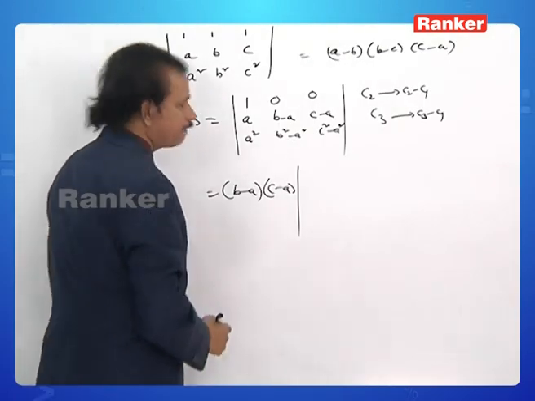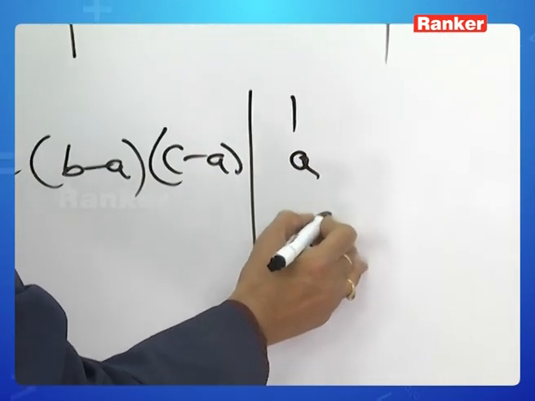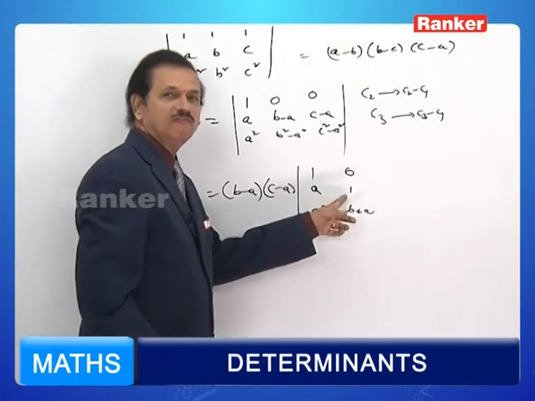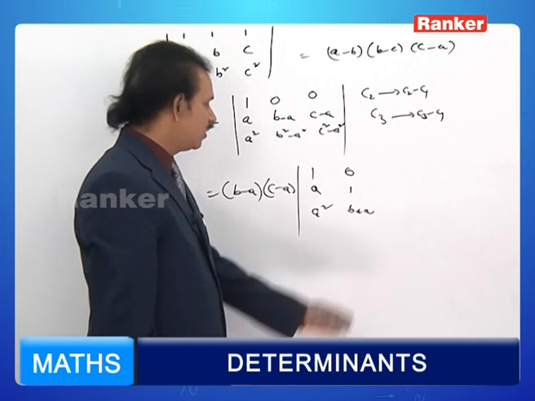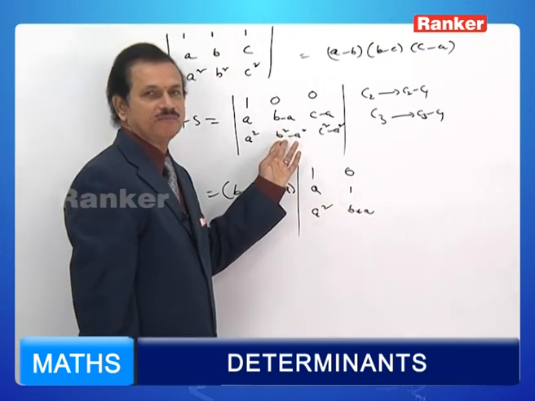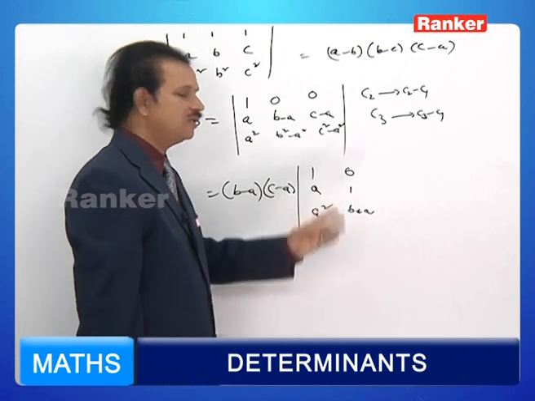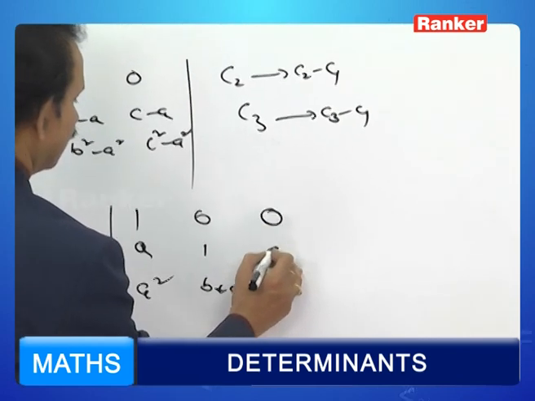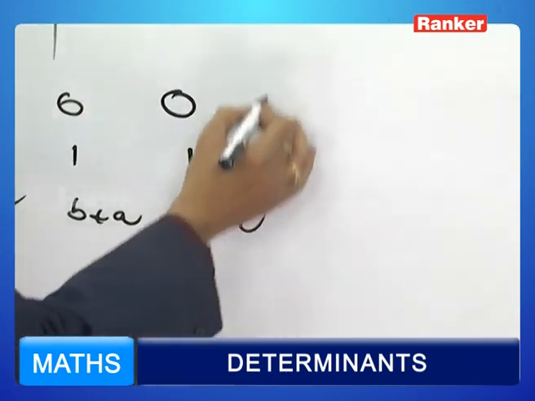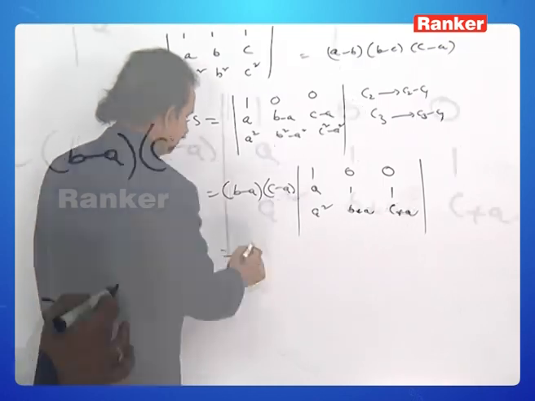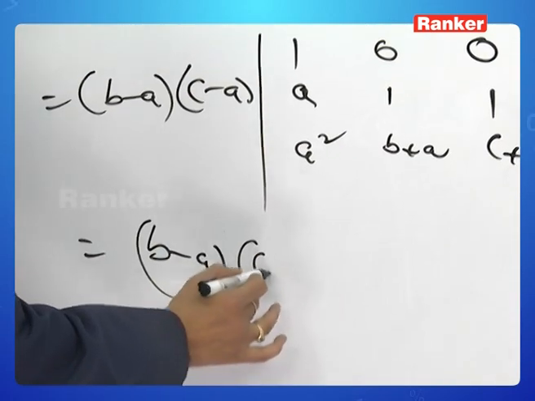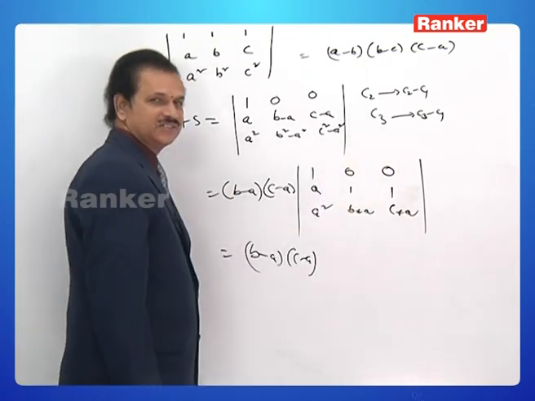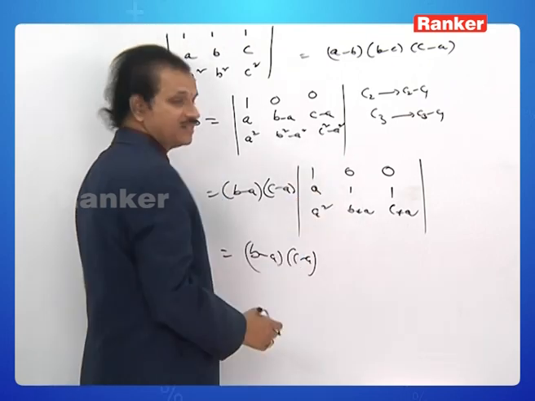What remains? First column, no change. Second column, 0, 1, B plus A. Why is it 1? We have pulled B minus A out. What is it, B plus A? It is B minus A into B plus A, and B minus A goes out, leaving you B plus A. Absolutely in the similar fashion, the third column becomes 0, 1, C plus A. Okay, this is therefore B minus A into C minus A into the determinant, where 2 elements are already made 0. Therefore, it is enough to find the cofactor of 1 itself, isn't it?